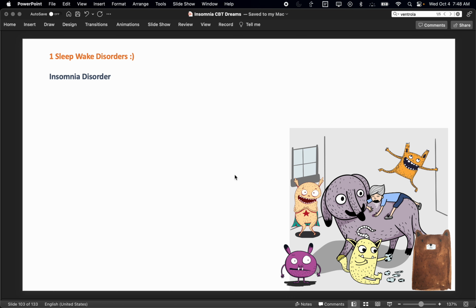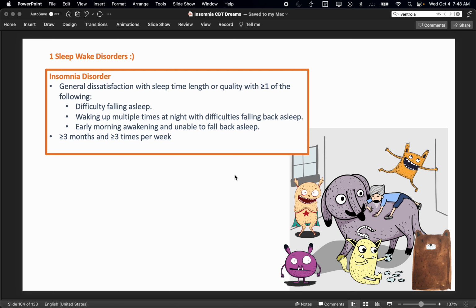Which finally gets us to the most generic answer, which is what we do for a living often, is the insomnia disorders in psychiatry. Just means general dissatisfaction with sleep, time length, or the quality with any of the following. You just need one. So they're not happy with their sleep, how long they're asleep, or how good that sleep is. So very generic, very simple.